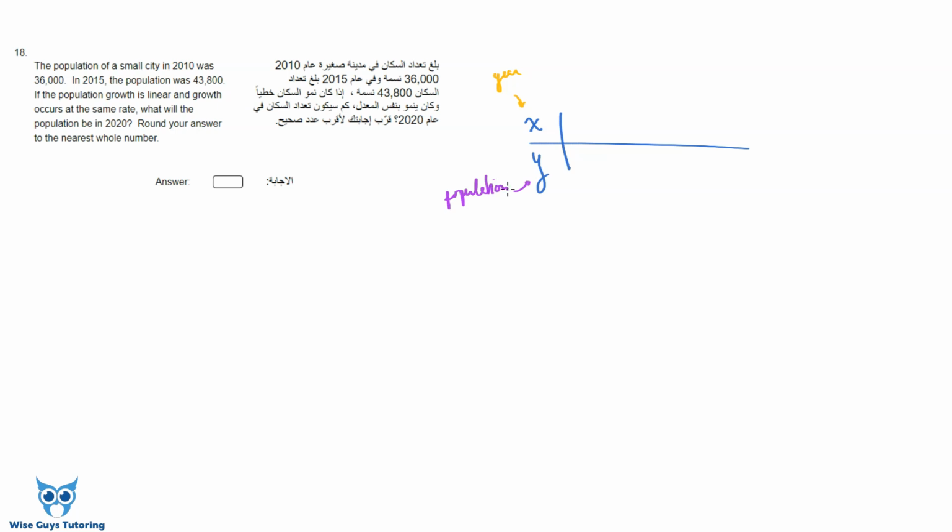And they've given me a couple of data points to work with, right? When it was 2010, the population was 36,000. And when the year was 2015, the population grew. It's now 43,800. And in 2020, we don't know what it's going to be. That's what they're asking, right? So here's what we're going to do. We're going to try to find the equation of this line, okay?